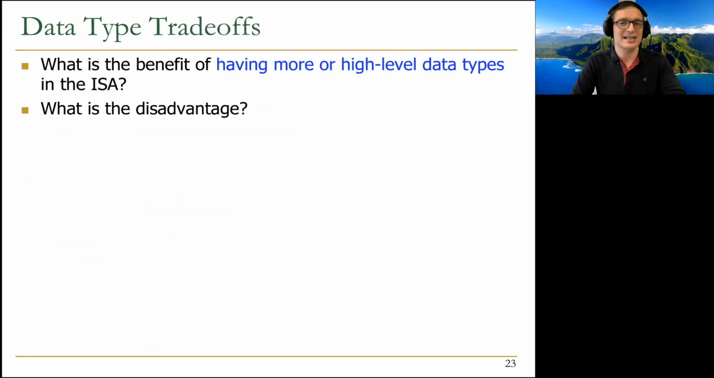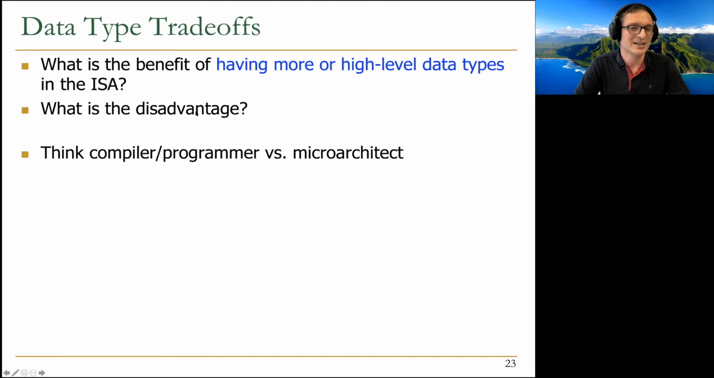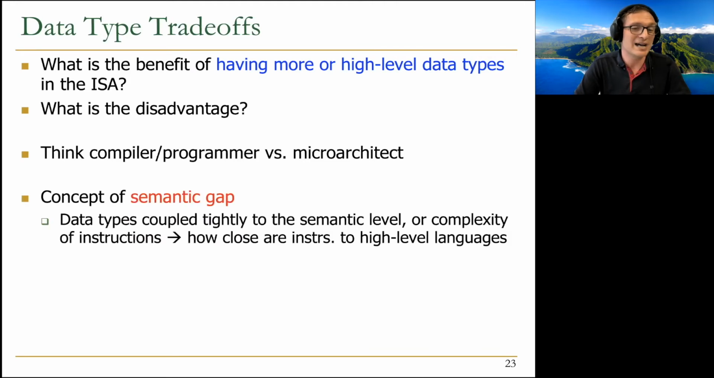And as I said, data type trade-offs. What is the benefit of having more high-level data types in the ISA? What is the disadvantage? I think I've already given you the high level. Think compiler and programmer versus the microarchitect, essentially. If you have data types that are closer to the high-level language, like matrices, vectors, and floating point data, for example, then you make it easier for the compiler and the programmer, but make it harder for the microarchitect.